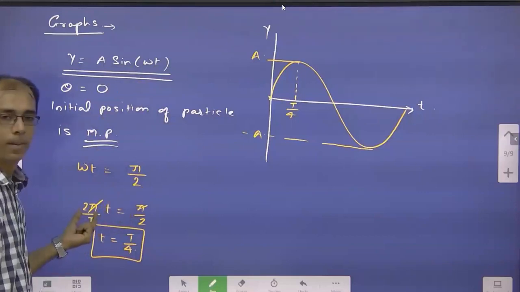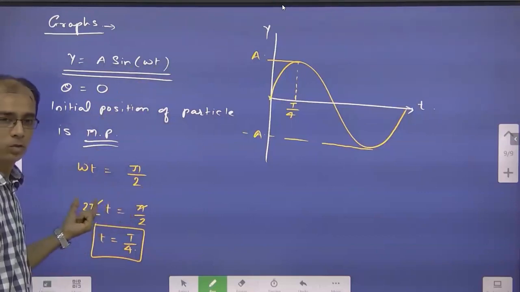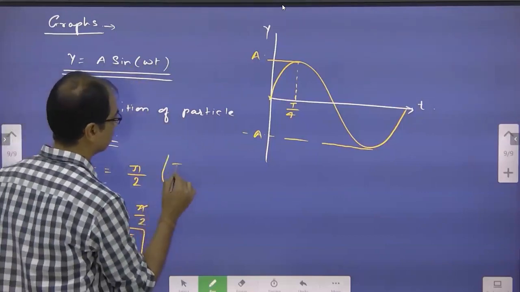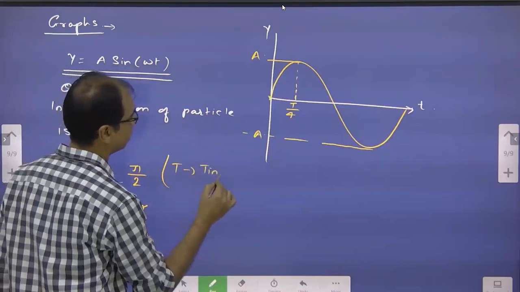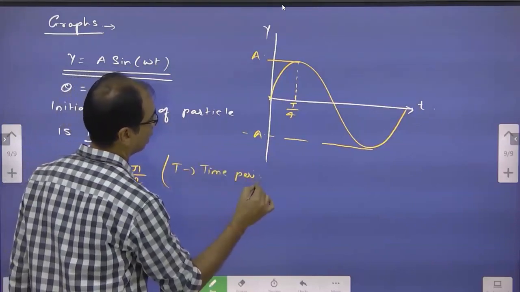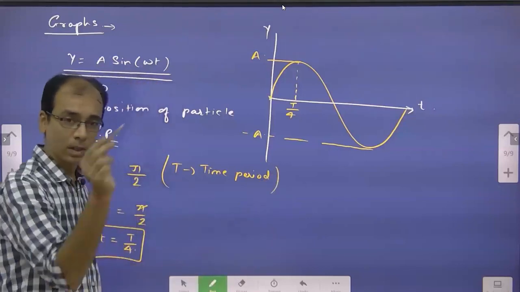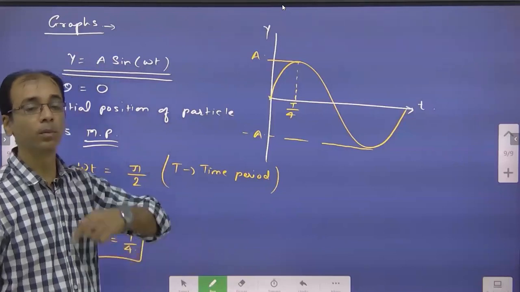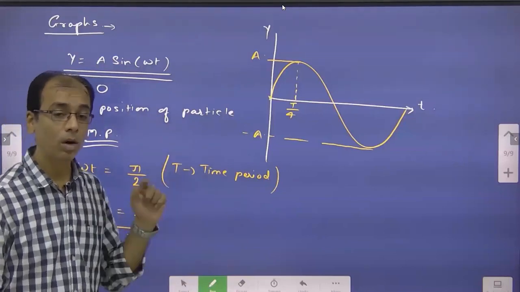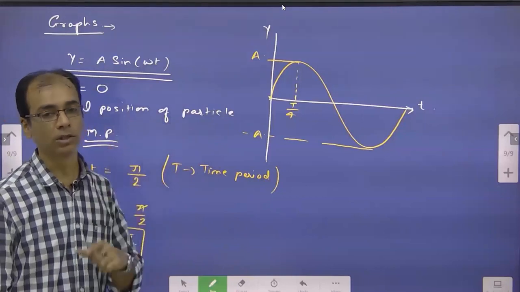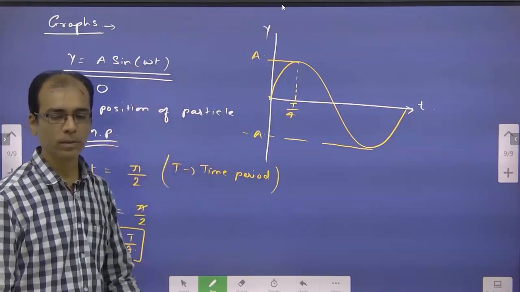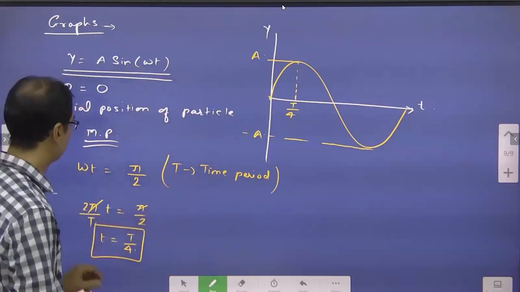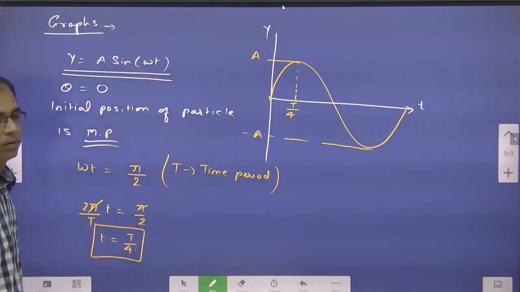What is omega? Angular velocity. 2 pi by T, 2 pi by time period. This T is what? Time period. What is time period? Time to complete one circular motion, because ultimately it came from circular motion. Or in this one, time to complete one oscillation, one to and fro motion. Both are same. So T is time period. So 2 pi by T into t came T by 4.